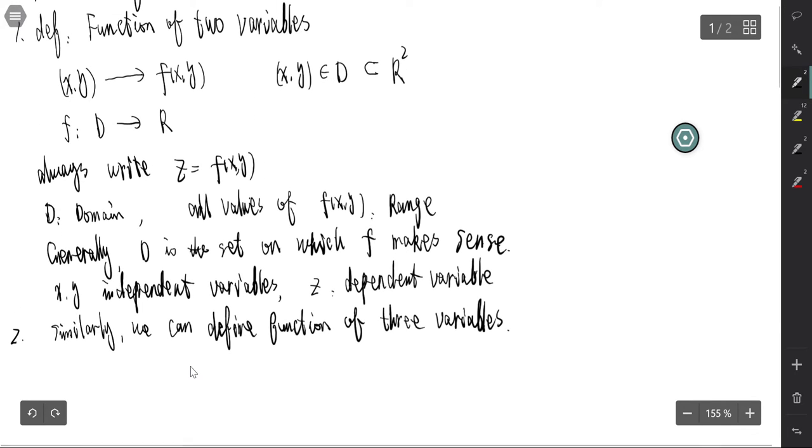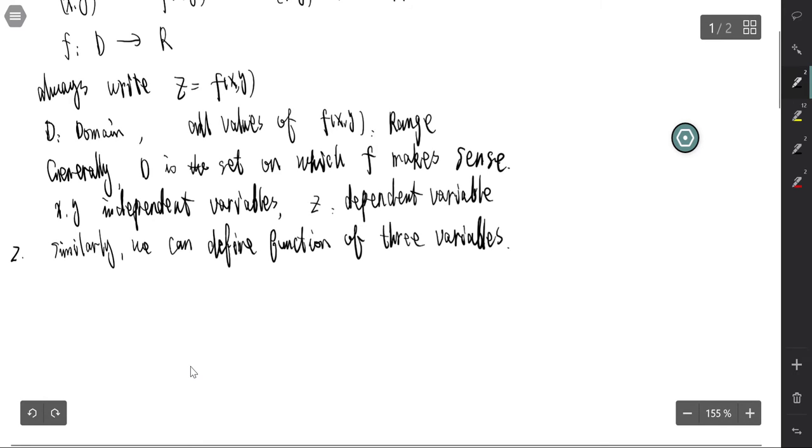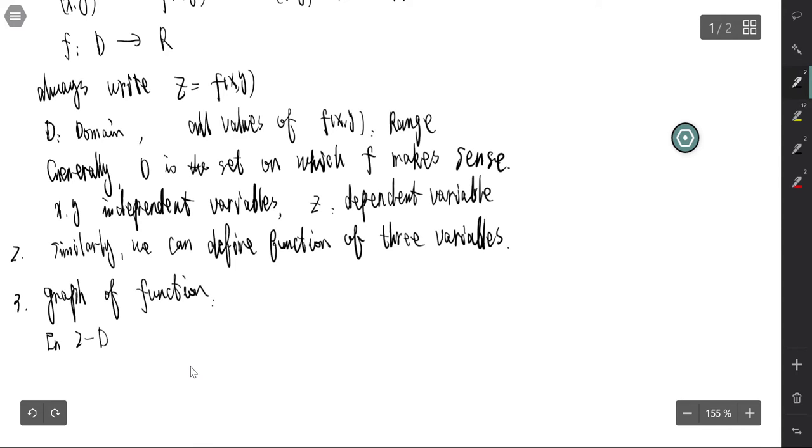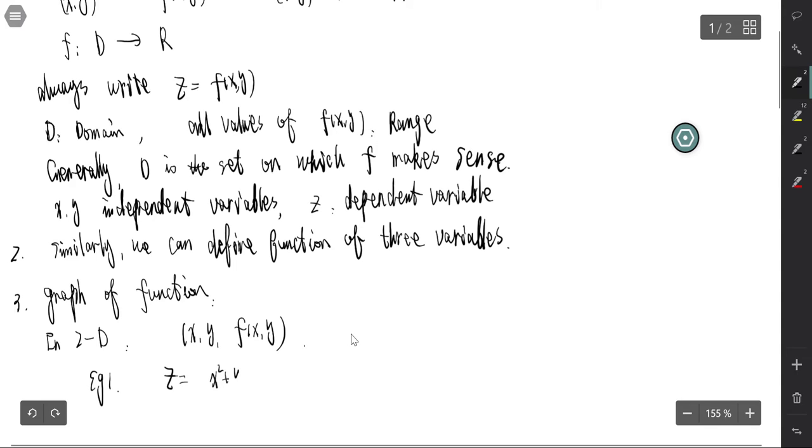In the study of functions of several variables, the most difficult part is the graph. The graph of a function of two variables is all the points (x, y, f(x, y)). For example, z equals x squared plus y squared. Z should be positive because it is x squared plus y squared, a quadratic function.